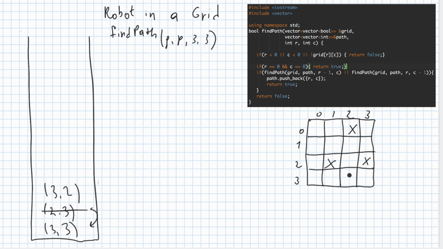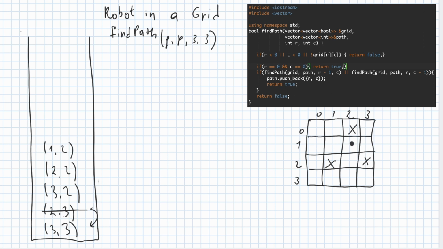So now we are in this cell. From this cell, we call the function again. Now this condition is not true, and this is not true as well. So we call 3 minus 1, 2, which will be 2 and 2. So now we are in this cell, and again, we call the function itself again with 2 minus 1, 2.